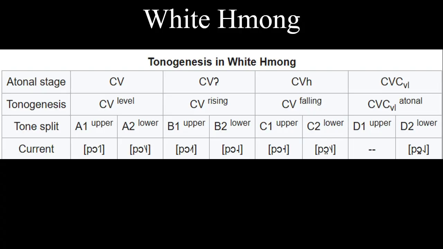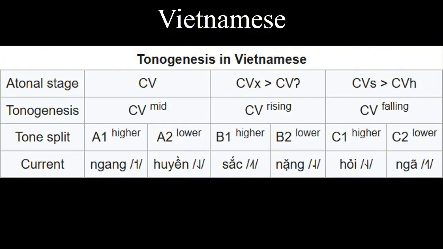Notably, the checked D tones did not experience a tone split, which I've also seen occur in Cantonese. White Hmong also maintained its breathy and creaky voice quality distinctions in its C2 and D tones, and is one of the only languages I've seen where the glottal stop seemingly was correlated with a tense voice and checked syllables with a creaky voice. Vietnamese is extremely inconsistent.